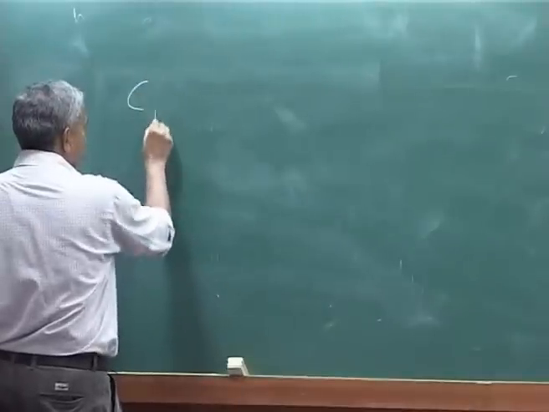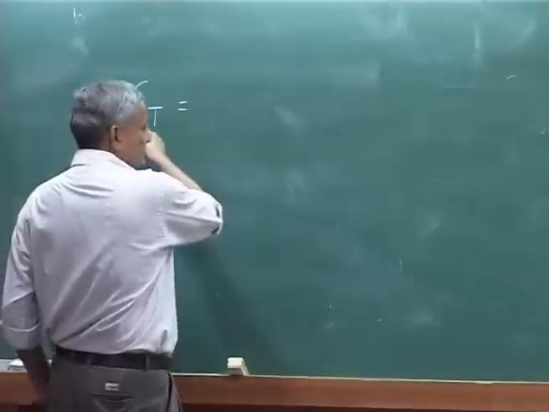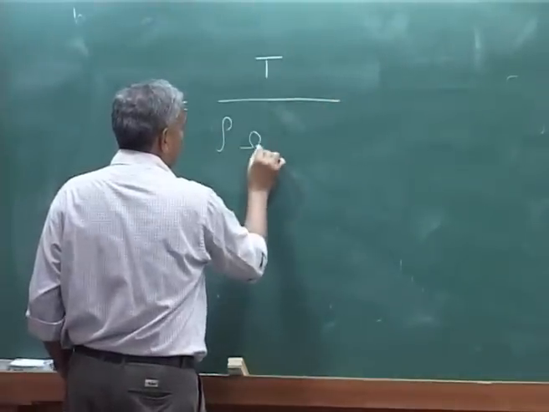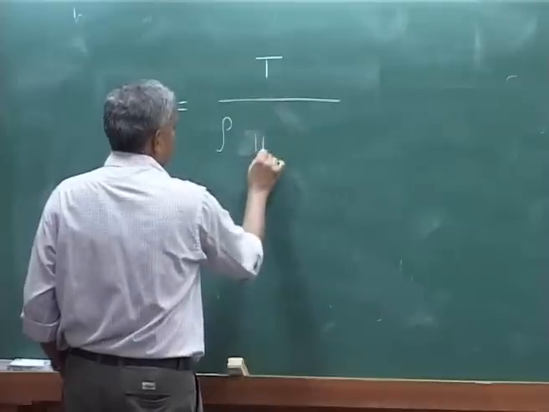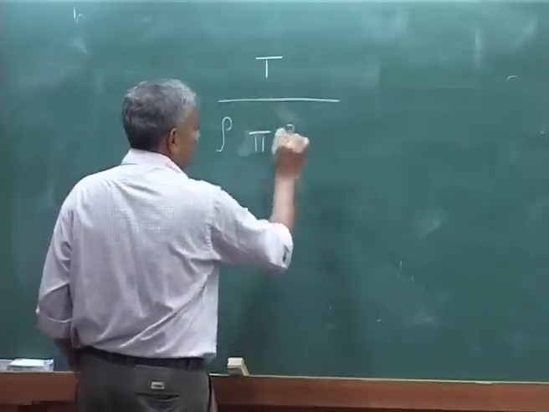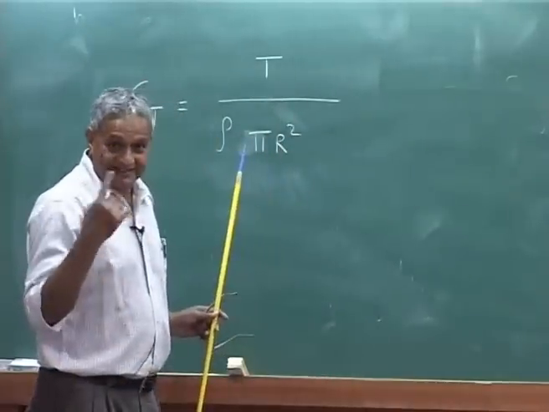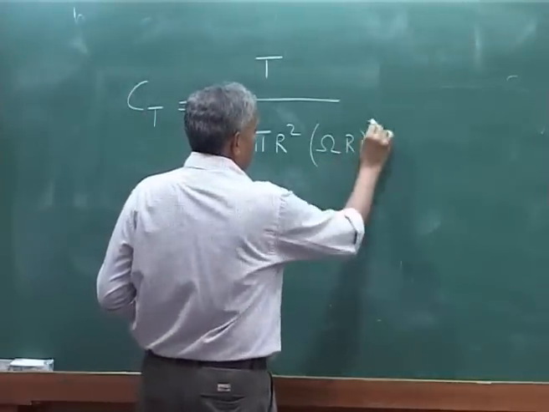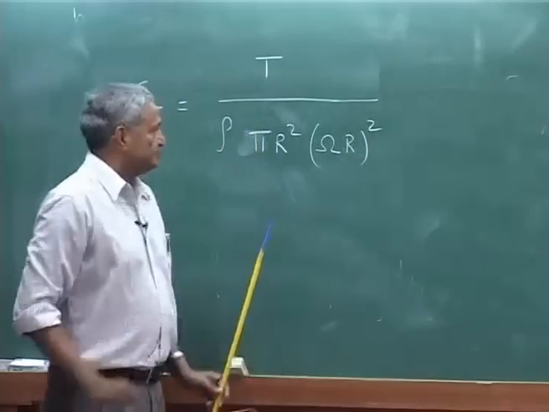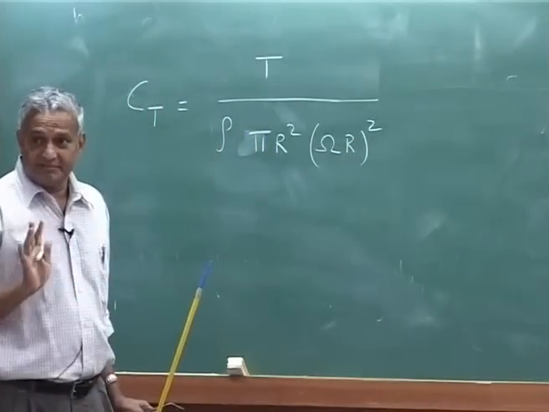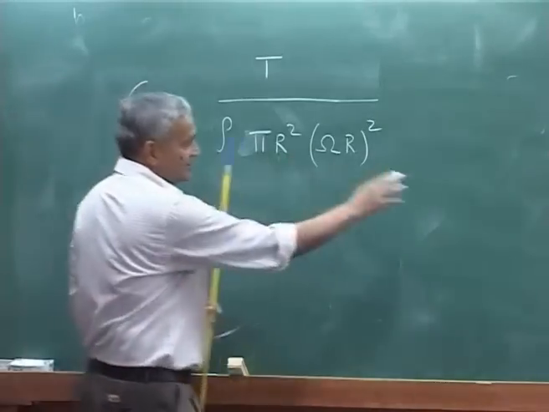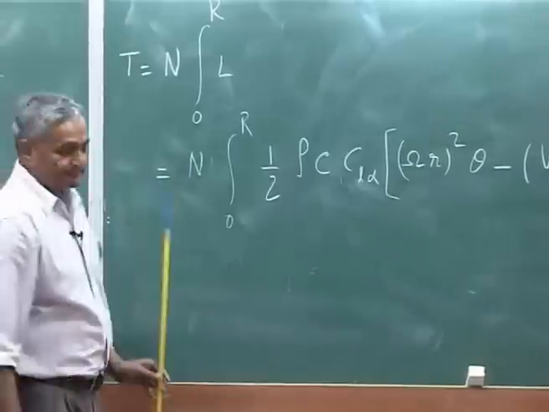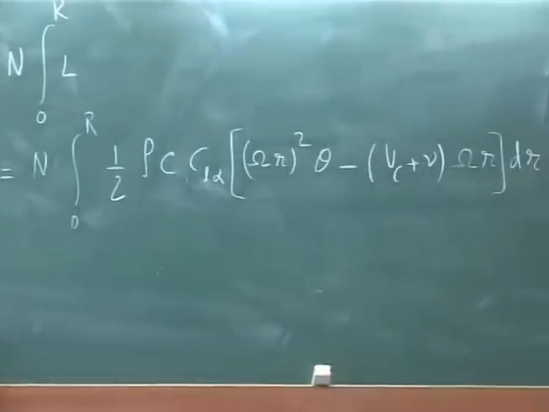So, you see Ct, the thrust coefficient, is thrust divided by rho pi R square, this is the area of the rotor disc, and omega R whole square. This is my Ct. Now, I divide this entire quantity by this.